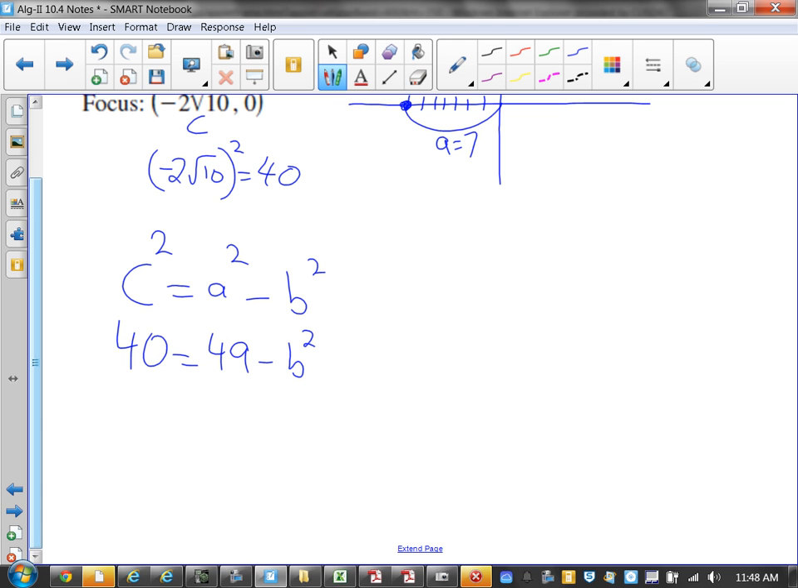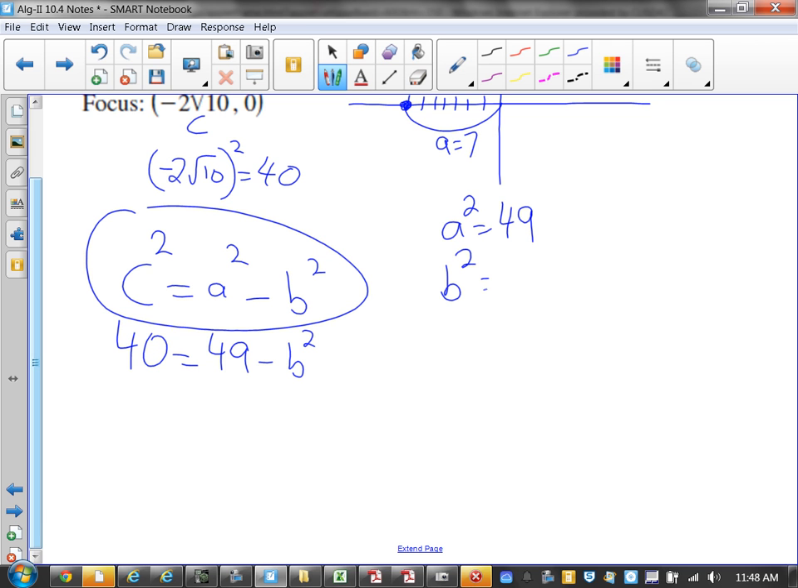I squared this. C is -2 root 10. 2 squared is 4. Root 10 squared is 10. 4 times 10 is 40. If you throw that in parentheses in your calculator and hit the square button, you get 40. I'm falling back to what I know: A squared minus B squared gets me C squared. So A squared is 49 now, and B squared is 9. You're right, B is 3, but it doesn't make any difference for me, because I don't want to graph it, I just want to write the equation.